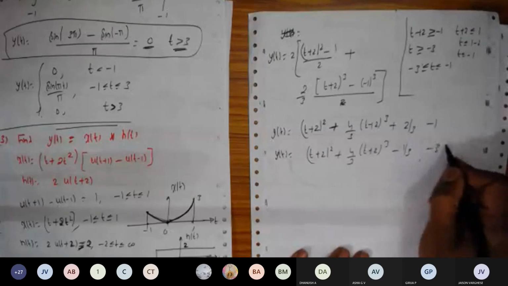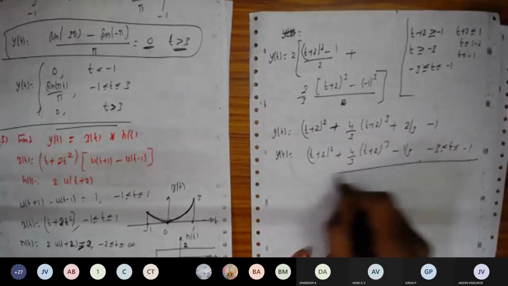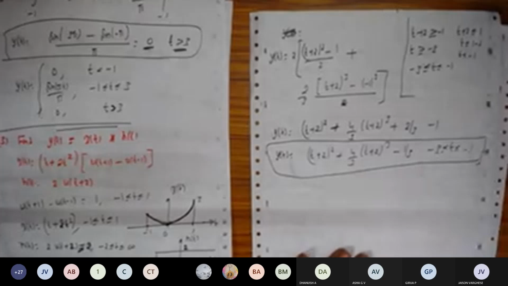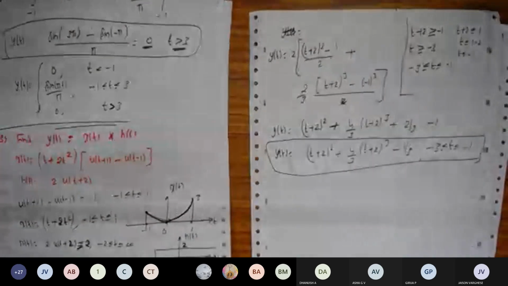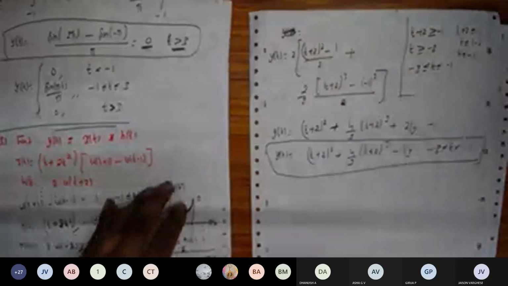Okay, so this is from minus 3 less than or equal to t less than or equal to minus 1 here. Check the answer. Then take the last case. I'll take only 1 minute. You can do the simplification.